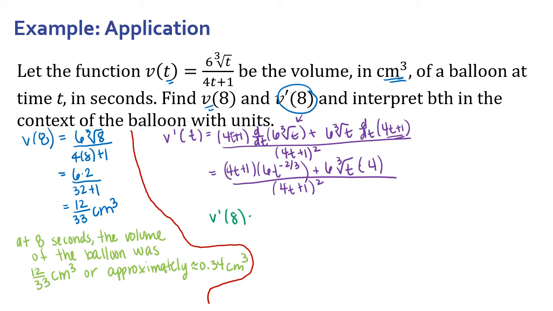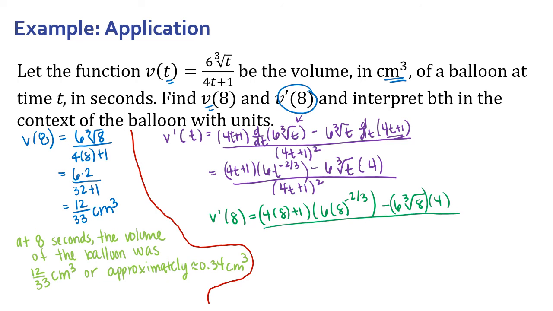So v prime of 8 is going to be 4 times 8 plus 1 times 6 times 8 to the negative 2/3 plus 6 times the cube root of 8. Actually, this should all be a minus, shouldn't it be? Quotient rule is subtracting. Okay, so minus 6 times the cube root of 8 times 4, all over 4 times 8 plus 1 squared. Woo, that is ugly, ugly, ugly.